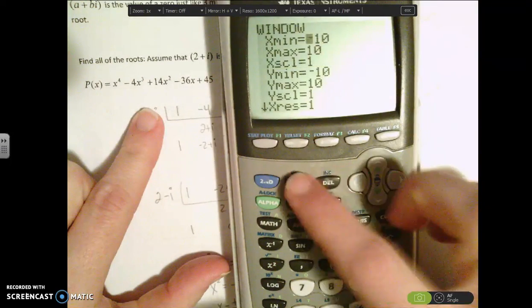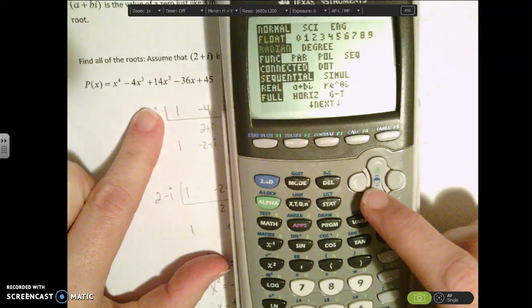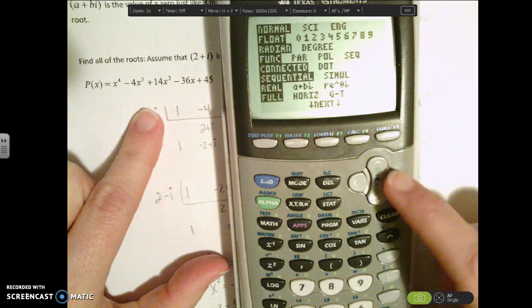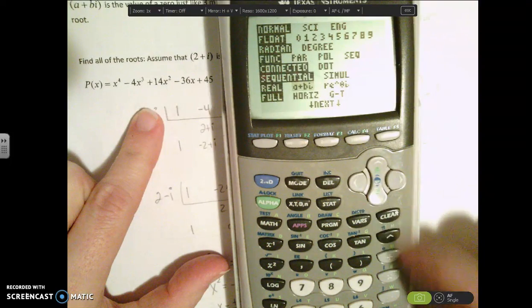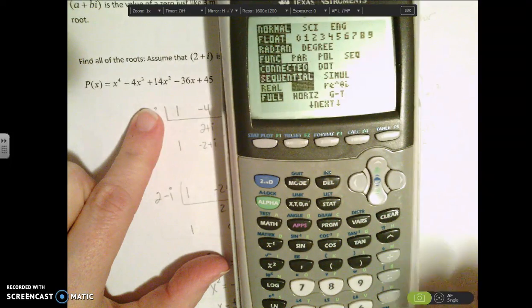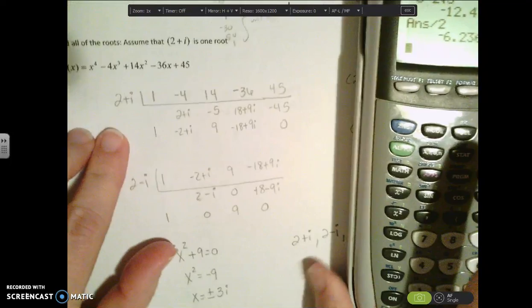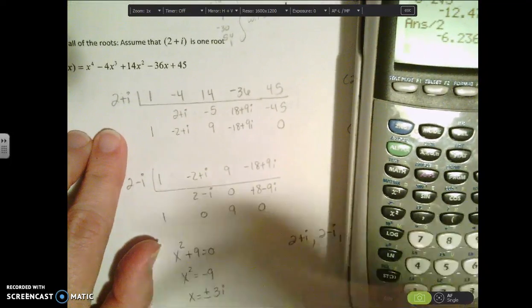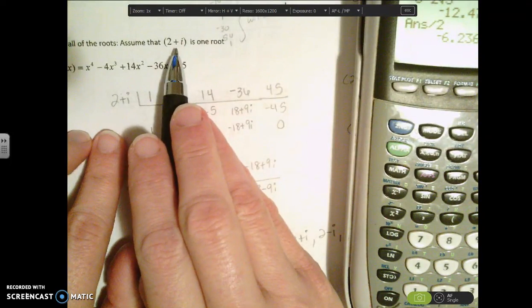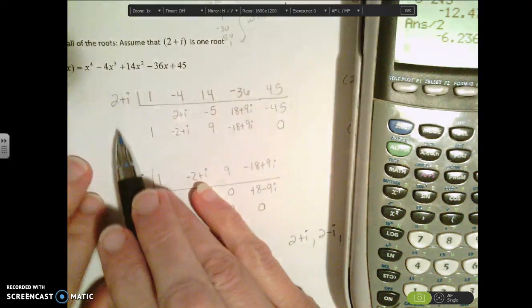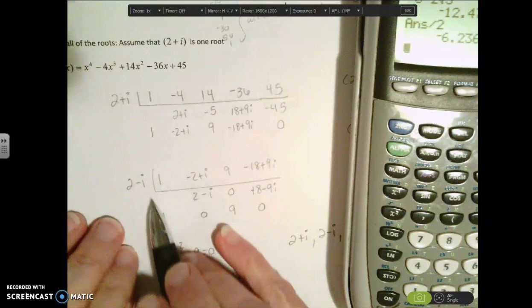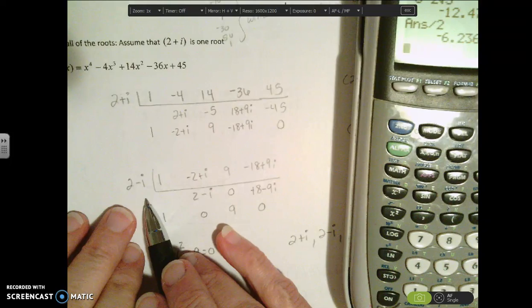So what I want y'all to do is go to your mode, and down here in your mode you can change your mode to A plus BI mode, and that will help us quite a bit when we're doing these problems. So I'm going to do synthetic division with the 2 plus i. I'm telling you that 2 plus i is one of the roots. So not only will we divide out 2 plus i, but we're also going to divide out 2 minus i.